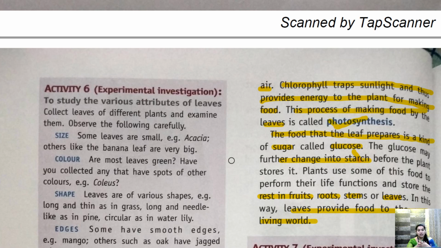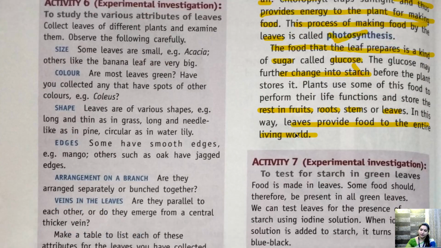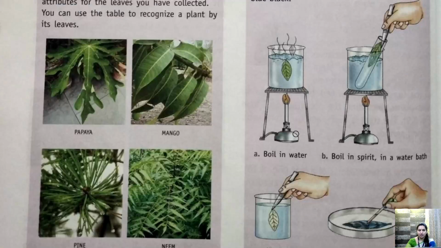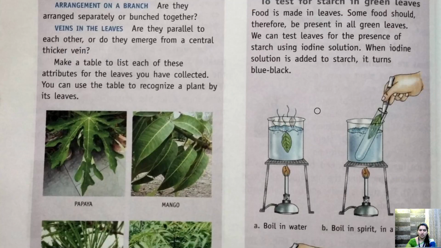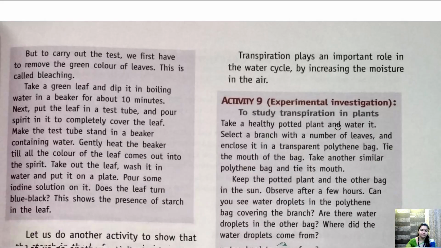the entire world. Okay, why entire world? Because we eat fruits, animal eats fruits. Alright, animal also eats leaves, we also eat certain leaves. Okay, so that is why leaf provide energy and food to the entire world. So this is the one function. Okay, this is activity, children. We will perform this activity when the school will reopen. Okay.